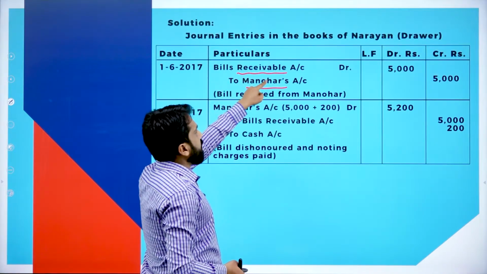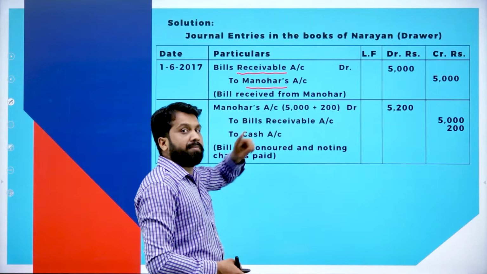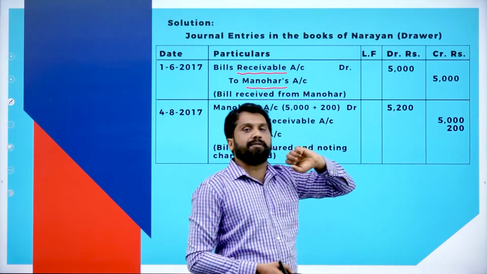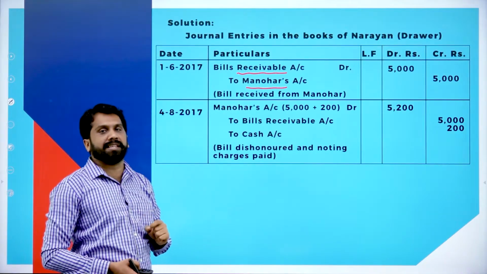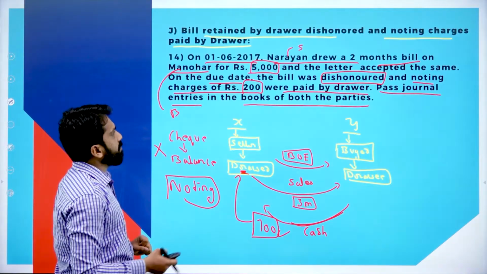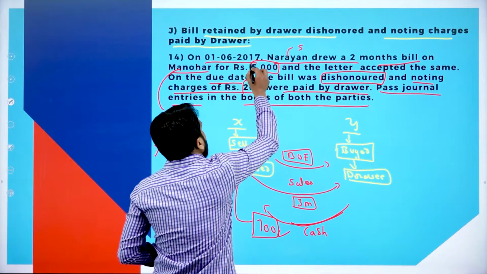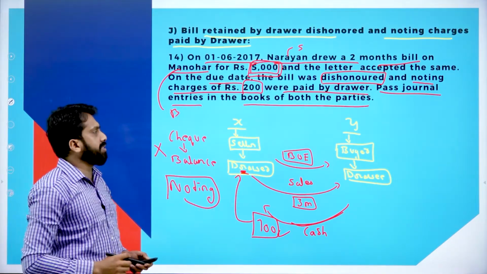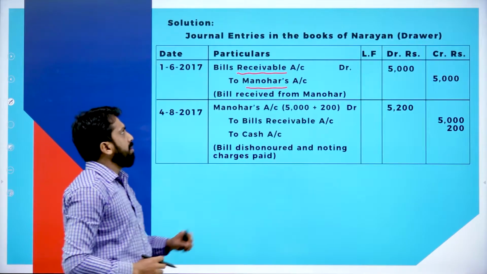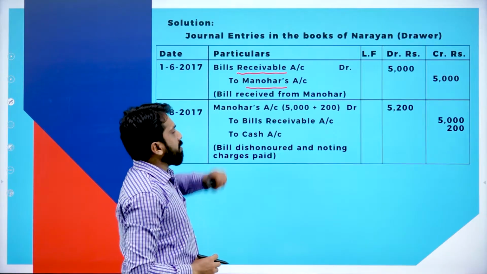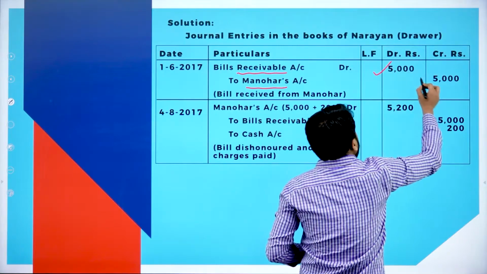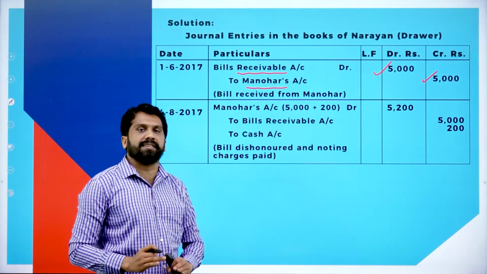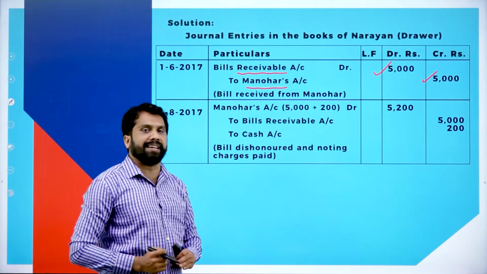Bills receivable account debit to, who is the buyer in this problem? Manohar. Manohar account. What is the amount? 5,000. Where is 5,000 given? I'll go back to your question. See, your problem is all about 5,000, so we are doing it for 5,000. So, bills receivable account debit to Manohar account 5,000 and 5,000. This is the first thing. Clear? Yes. We'll go for the second one.